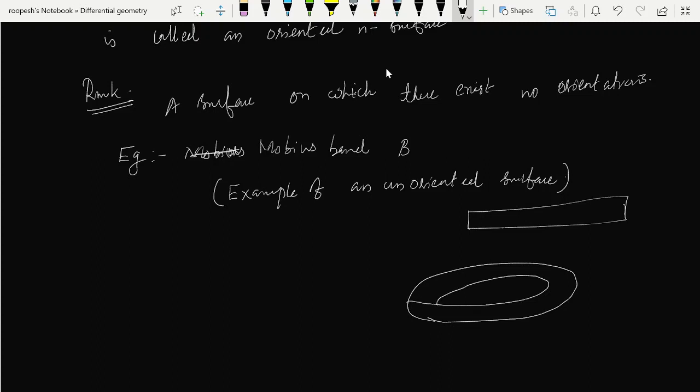Somewhat here. So you will get a picture like this. So when you're marking a center point means... Now the specialty of this band is that it has got only one surface. So let us see.